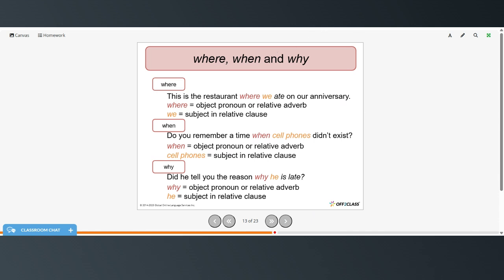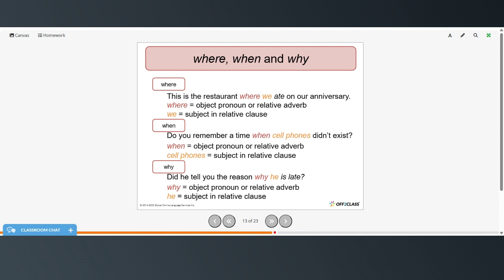So we're going to look at where, when, and why. This is the restaurant where we ate on our anniversary. So where equals the object pronoun or relative adverb, and we is the subject in the relative clause. Do you remember a time when cell phones didn't exist? When is the object pronoun or relative adverb, and cell phone is the subject in the relative clause.